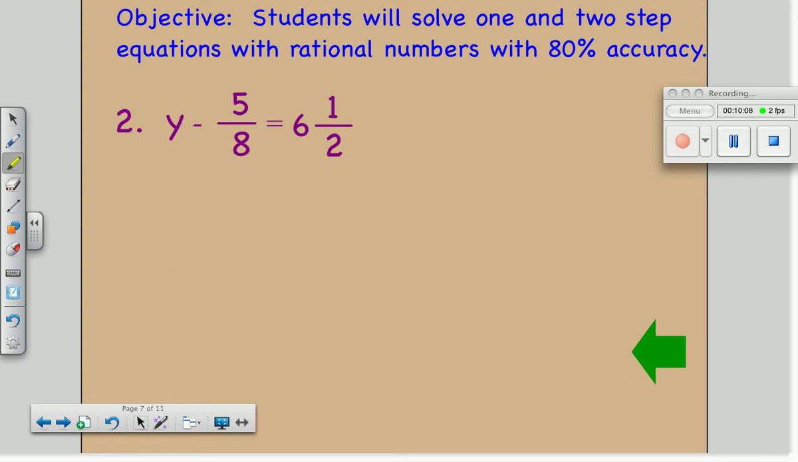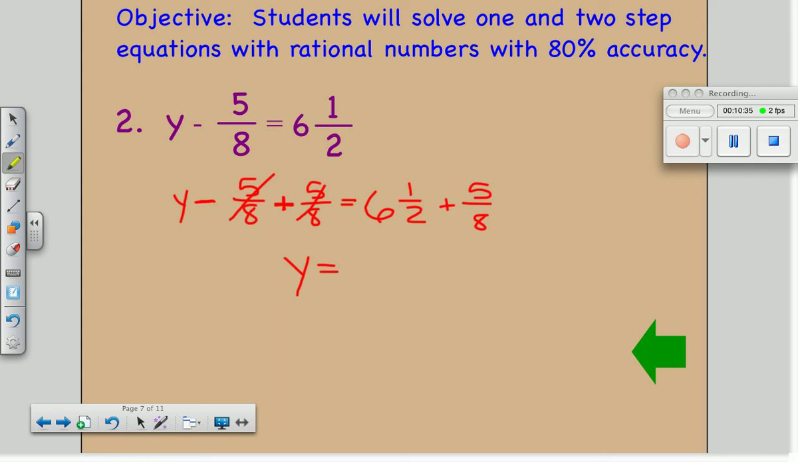Number 2, y minus 5/8 equals 6½. This time I have subtraction. So I need to use addition to get rid of this subtraction. So I'm going to add 5/8. If I add 5/8 there, then I also have to add 5/8 here. Minus 5/8 plus 5/8 is 0. So I have y by itself.